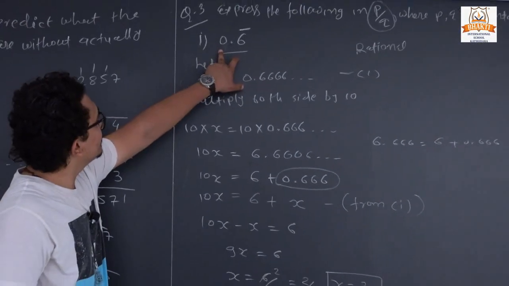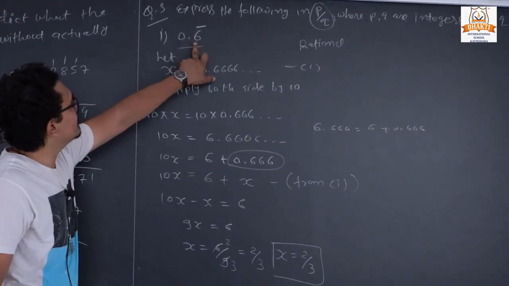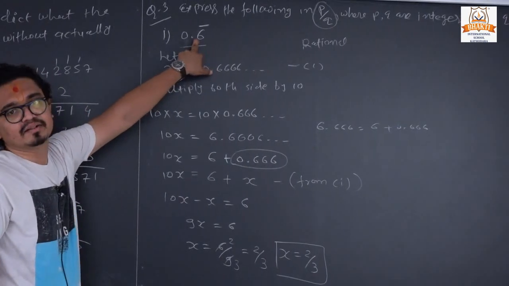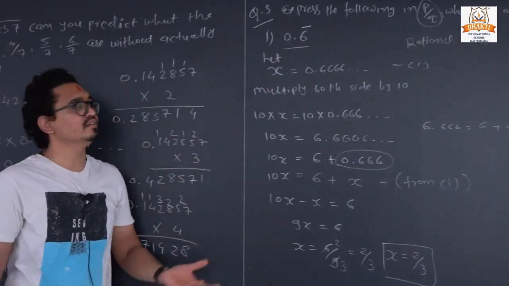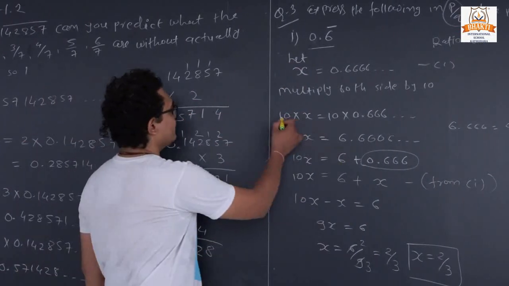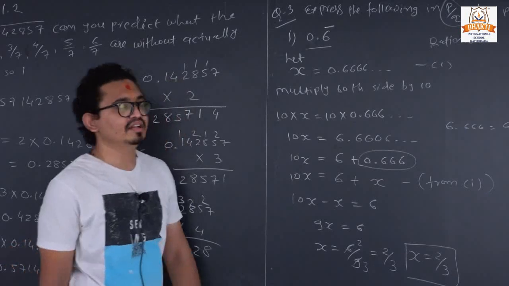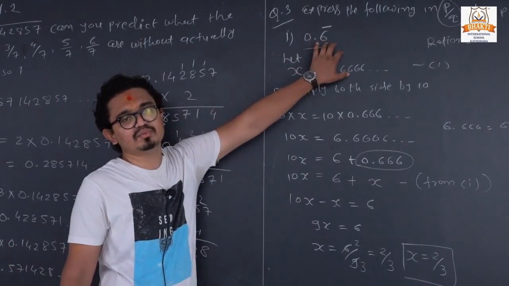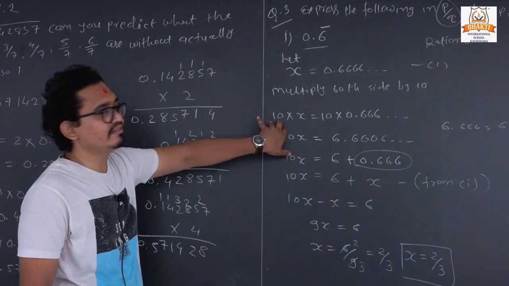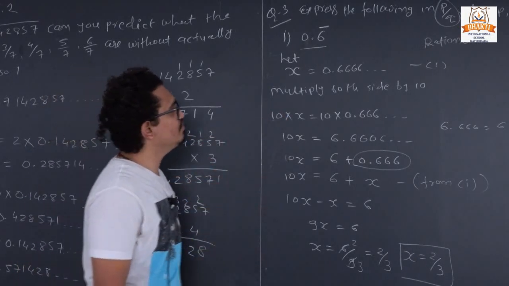So here we can see that one digit is repeated, but in some cases two digits are repeated. If two digits are repeated, we multiply with 100, and if three digits are repeated, we can multiply with 1000. So we have the same kind of question as question number 2.